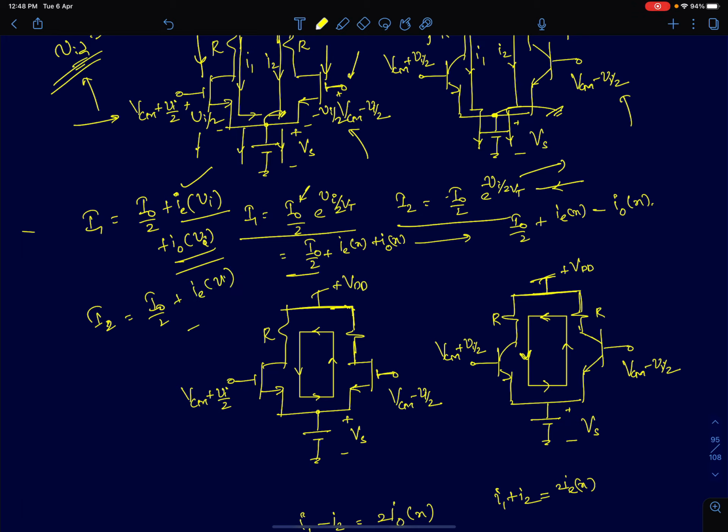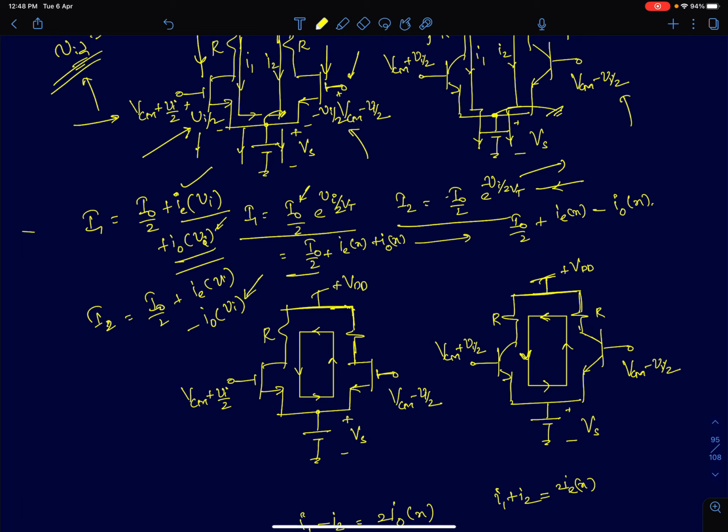But for the odd component, because the inputs are applied in a differential fashion, if for one side the input is plus Vi by 2, on the other side the gate to source or base to emitter voltage will be negative. So the odd terms will be of opposite polarity with each other.